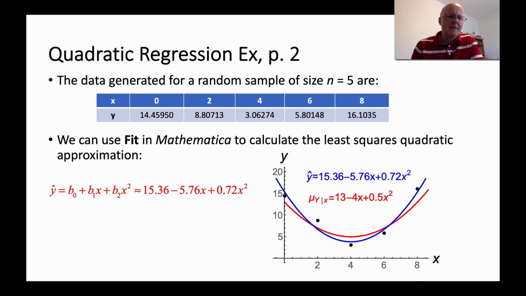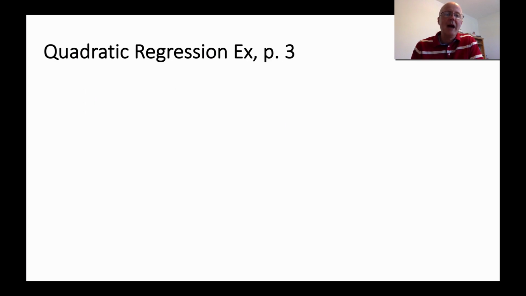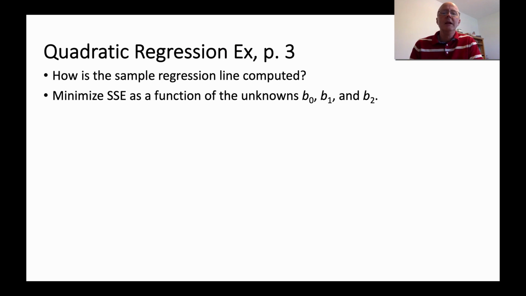Now I'd like to talk about the details of how this graph in blue is computed. The red graph was given, that's mu. The blue graph was computed from the sample data. How is that computed? Just like with simple linear regression, we're trying to minimize SSE, the sum of squares error, as a function of the unknowns b0, b1, and b2. We'd like to find the sample coefficients b0, b1, and b2, b0 being the constant term, b1 being the x term, and b2 being the x squared term.